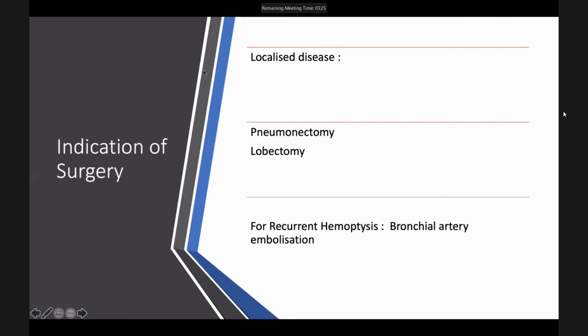The indication for surgery is mainly localized disease. If there is localized disease, the patient is young and has no comorbidities, you can try pneumonectomy or lobectomy of that bronchiectatic lobe, removing that part. For recurrent or massive hemoptysis, you have to send the patient for bronchial artery embolization. This is how you decide on the indication for surgery, and this is how you manage the patient with bronchiectasis.